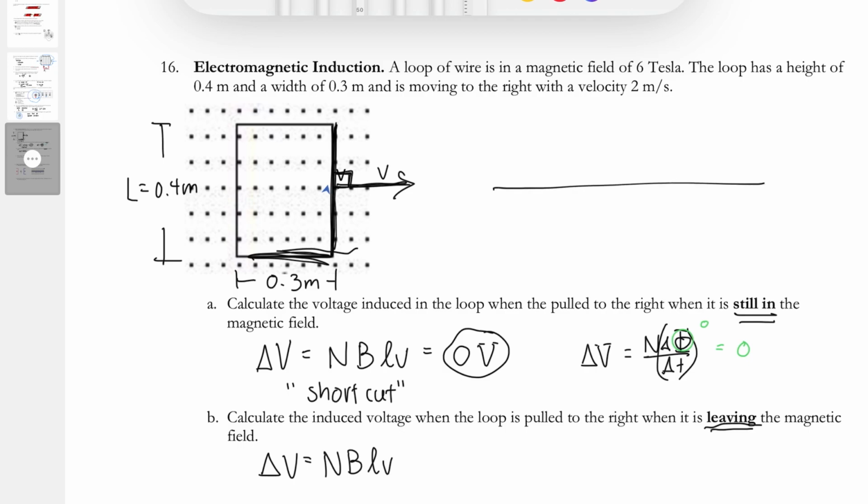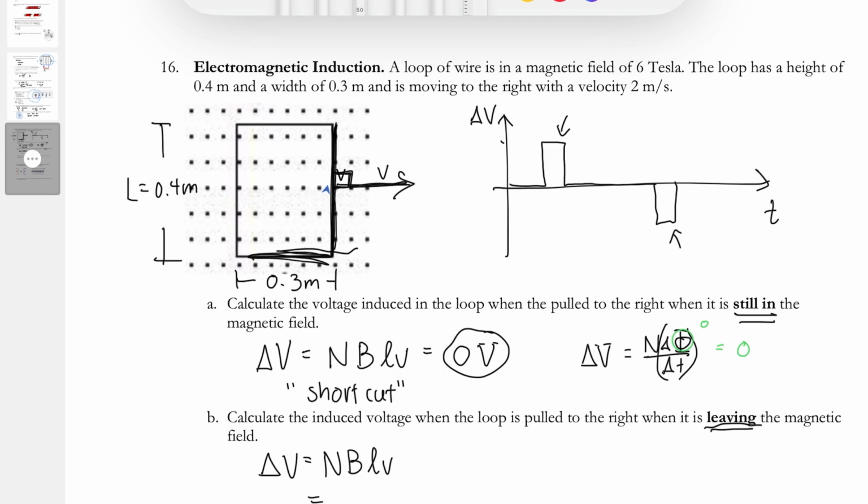In fact, if I were making a graph of voltage versus time, it'd be nothing when the coil is outside of the field, some voltage as it enters, nothing within, and some voltage as it exits, with these being just in the opposite direction of each other.